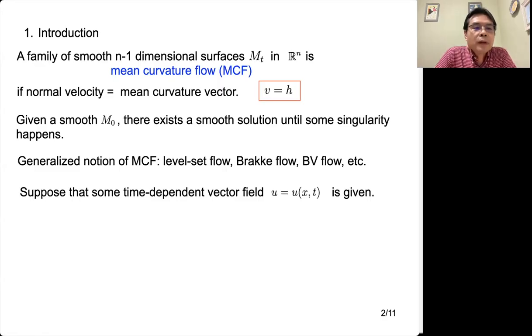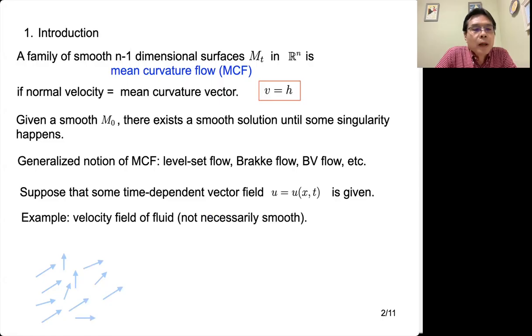Suppose you're given not just the initial surface M_0, but also some time-dependent vector field. You can look at one that doesn't depend on time as well, but just to be more general, I would be interested in a vector field which is given and depends on x and t. So it's really a vector field.